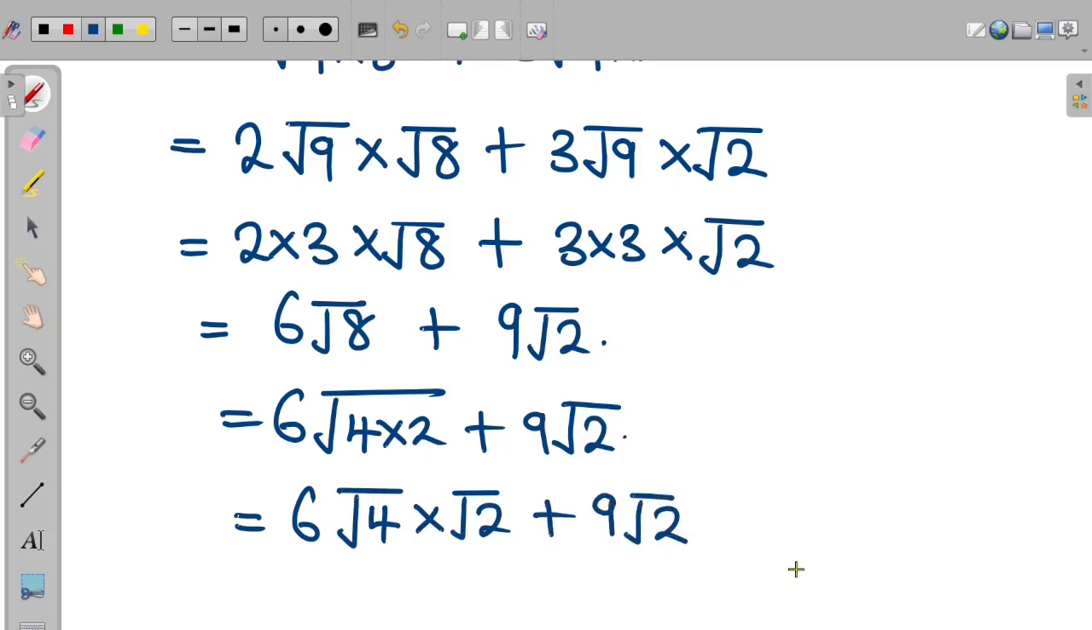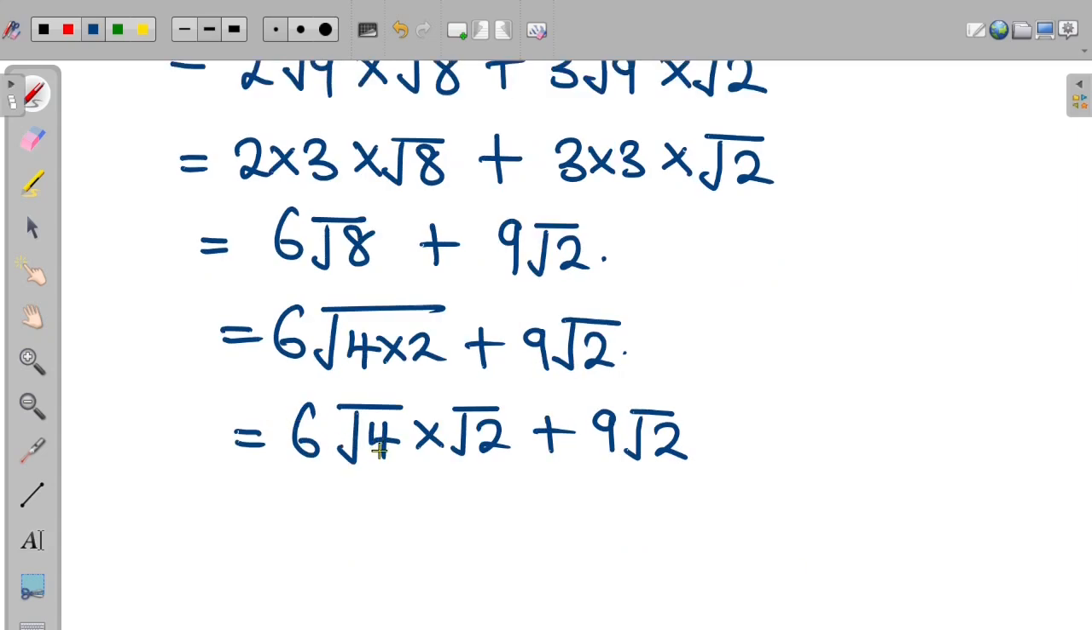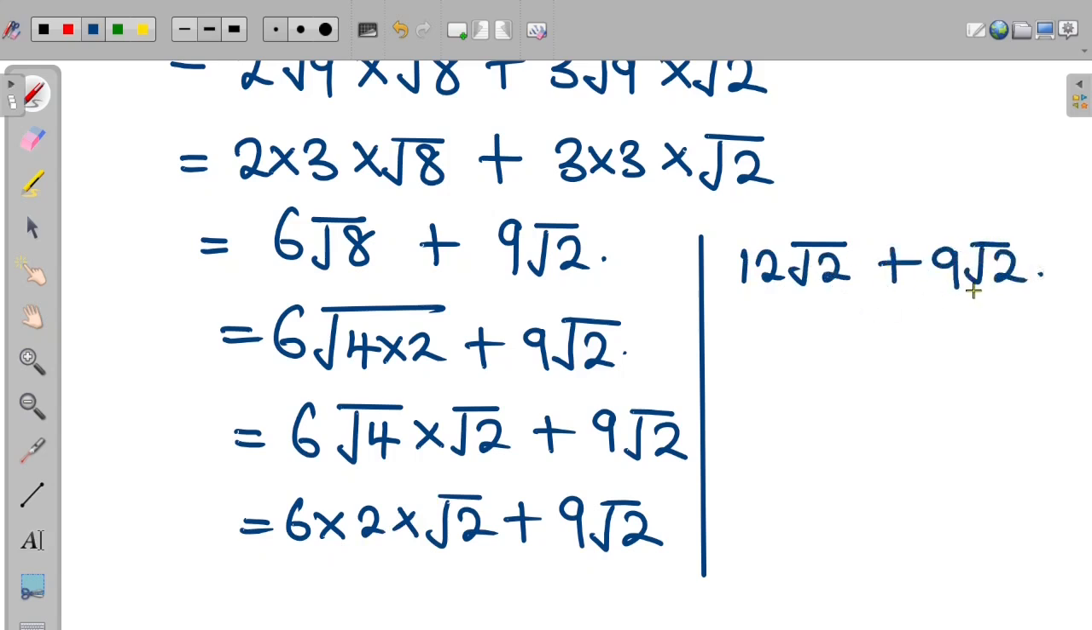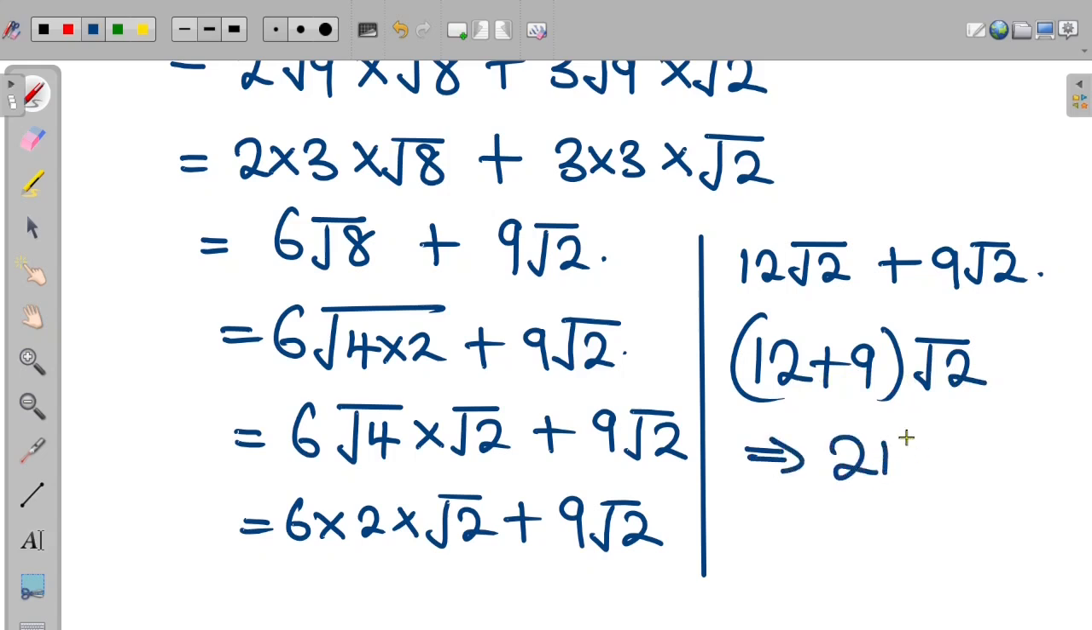4 is a perfect square, so root 4 is equal to 2. So we have 6 times 2 times root 2 plus 9 root 2. Therefore, 6 times 2 is 12. We have 12 multiplied by root 2 plus 9 multiplied by root 2. Now we have similar surds we can add up. So this becomes 12 plus 9 all multiplied by root 2. 12 plus 9 is 21. So therefore, this is equal to 21 multiplied by root 2.